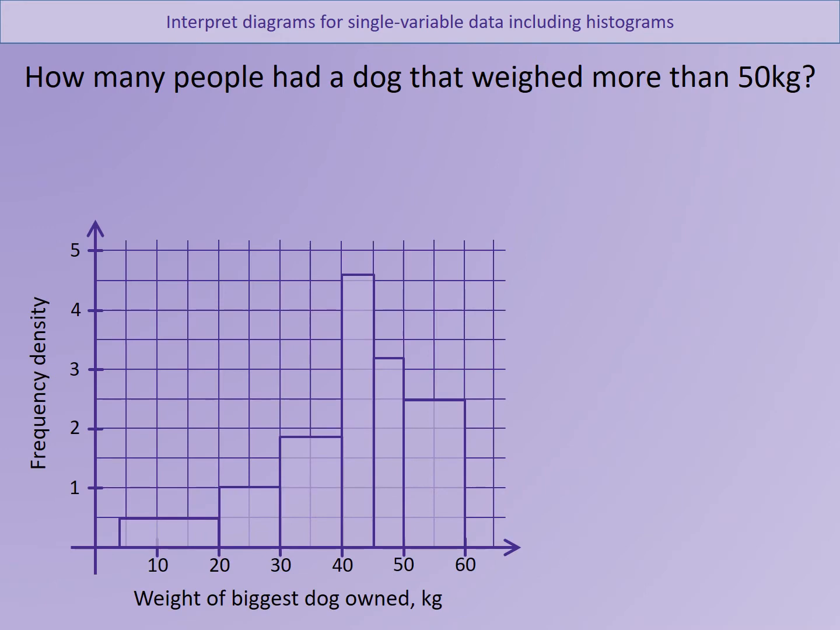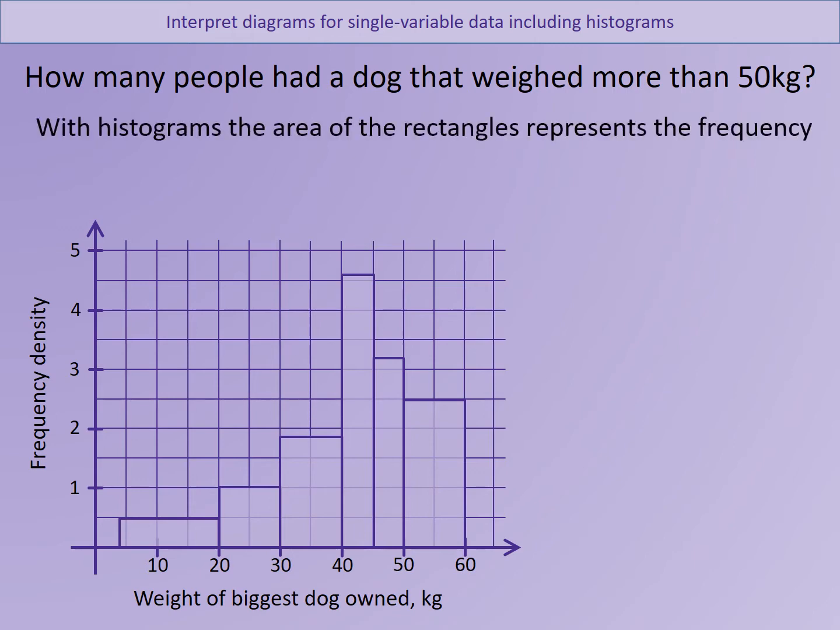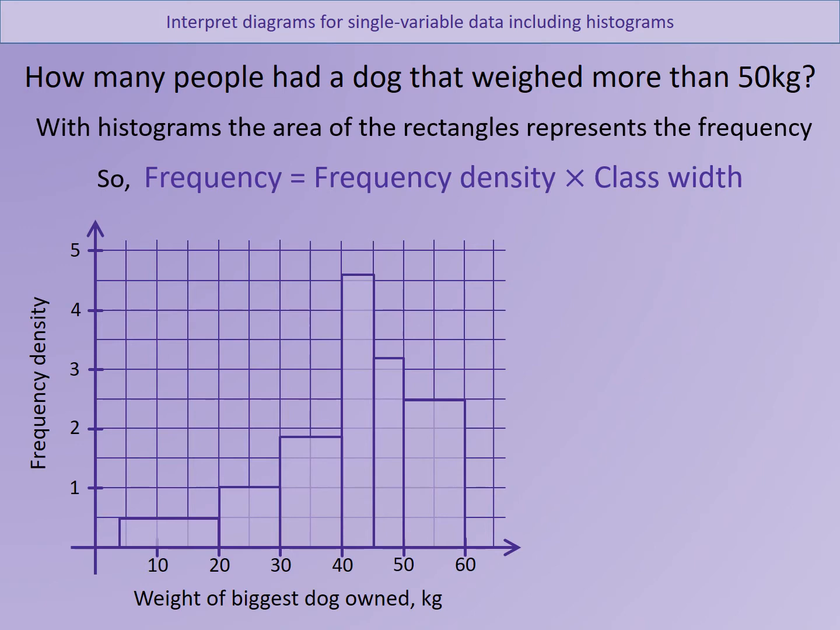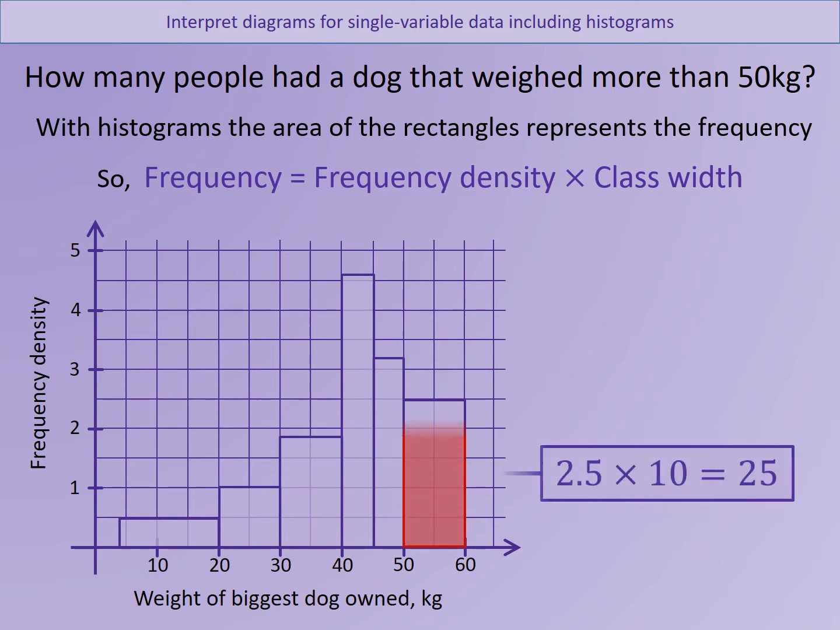So let's take a look at working with histograms. So how many people had a dog that weighed more than 50 kilograms? So the first thing that we need to do is look at the formula. So the frequency is equal to frequency density multiplied by the class width. Now we have our frequency density going up the y-axis here, so that will be the height of the bar, and then we also need the width of the bar as well.